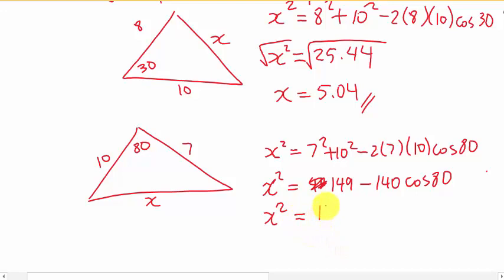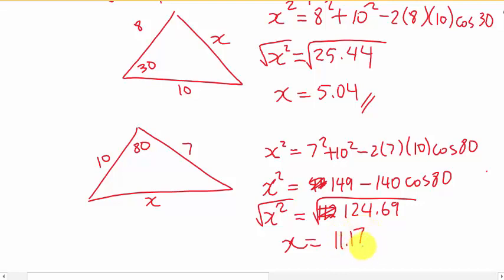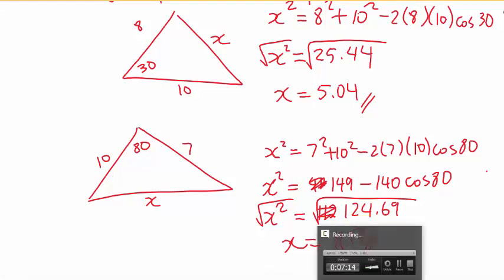Anyway, what was the answer here? 124.69. Okay? And now you square root both sides. So x is equal to 11.17. Okay. Are we good? Yeah.